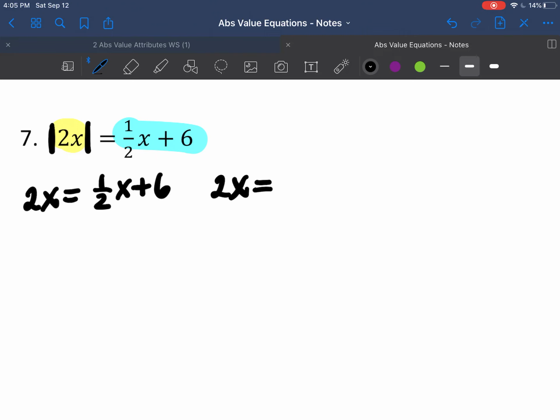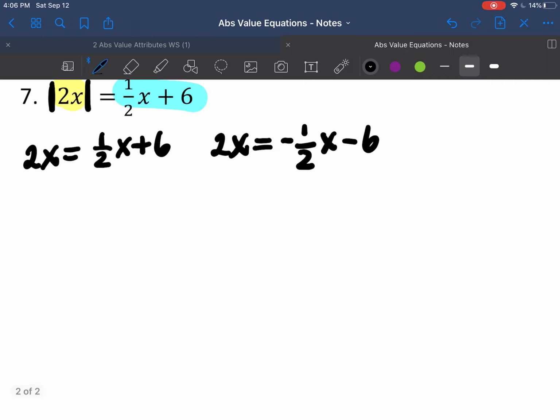And then we also need to set it equal to the negative version. And when you do that, you have to change the sign of every term. So it's going to be negative 1/2 x minus 6. Okay? And so in each case, remember, you set what's inside the bars, 2x, equal to the positive and the negative. And if there's more than one term, make every term negative. Or switch the sign, because we'll see a case where a negative becomes positive.